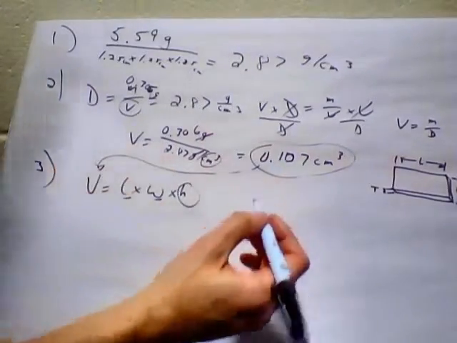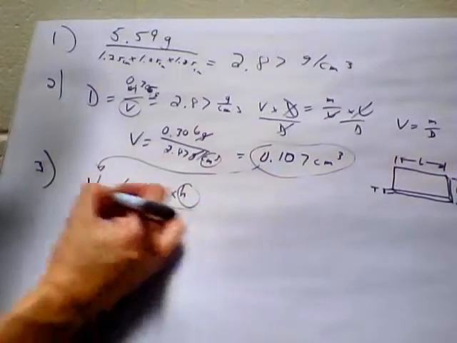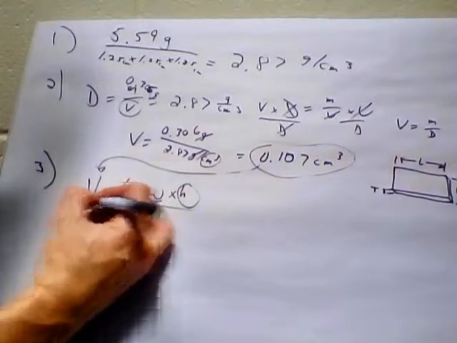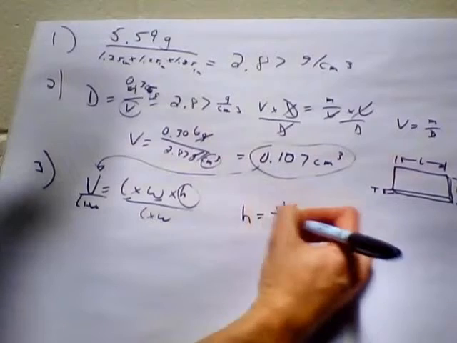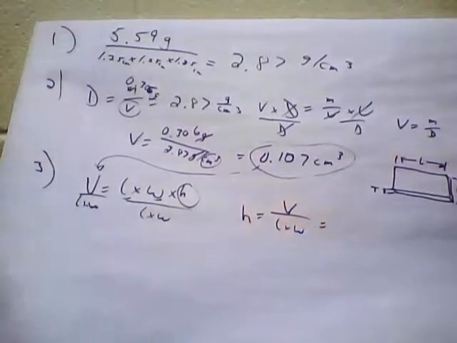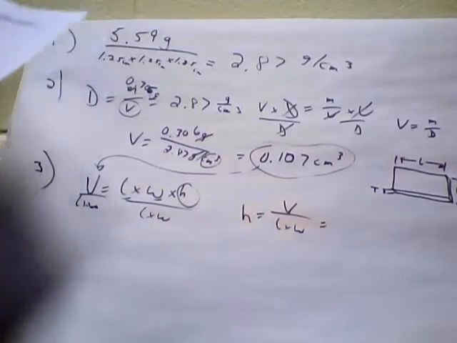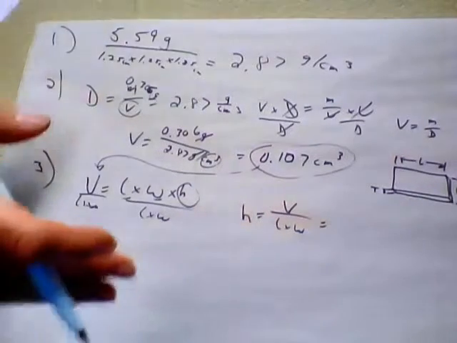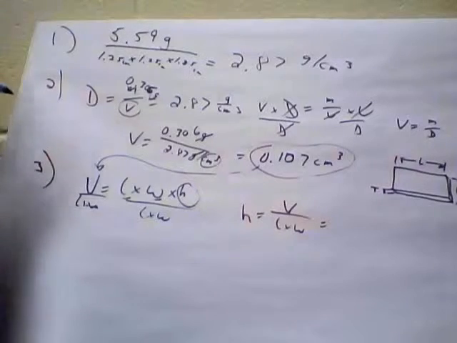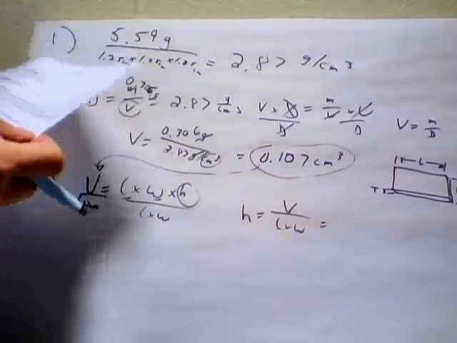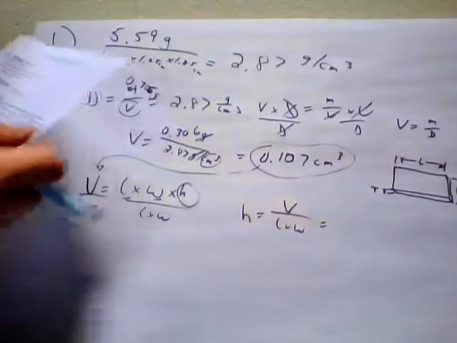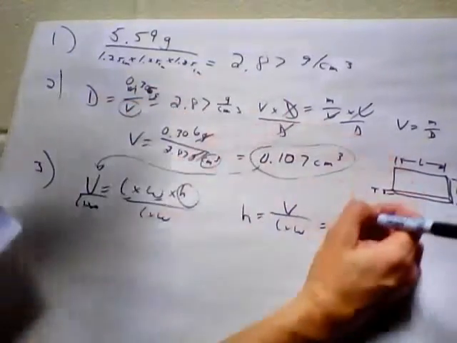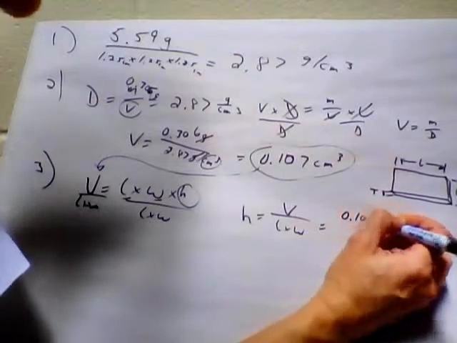Again, rearranging this, I want to divide both sides by length times width. So my height or my thickness is going to be the volume divided by the length times width. Now, the ruler that we used consistently every time has markings at the 10th of a centimeter, which means we're required to report our measurement to the 100th place. So that's what I'm looking for in this, is watching your significant figures.